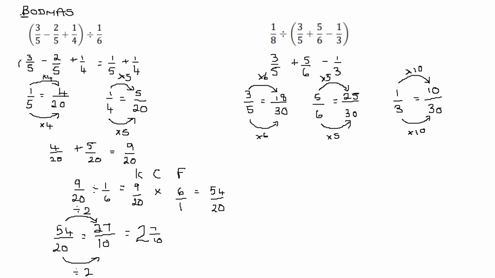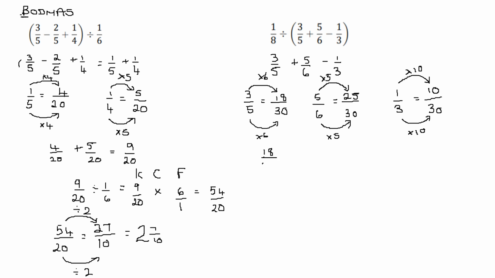Now, if you're a little bit unsure about lowest common multiples, you could write out the 3, 6 and 5 times tables and see what the smallest number is that appears in all 3 of them. So that's one way of finding your lowest common multiple, so that you can convert your fractions into equivalent fractions with the same denominator in order to add them or subtract them.